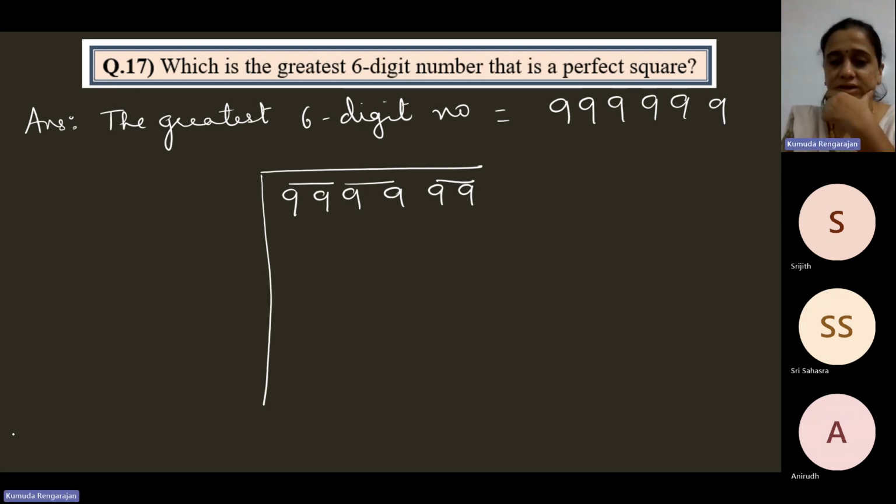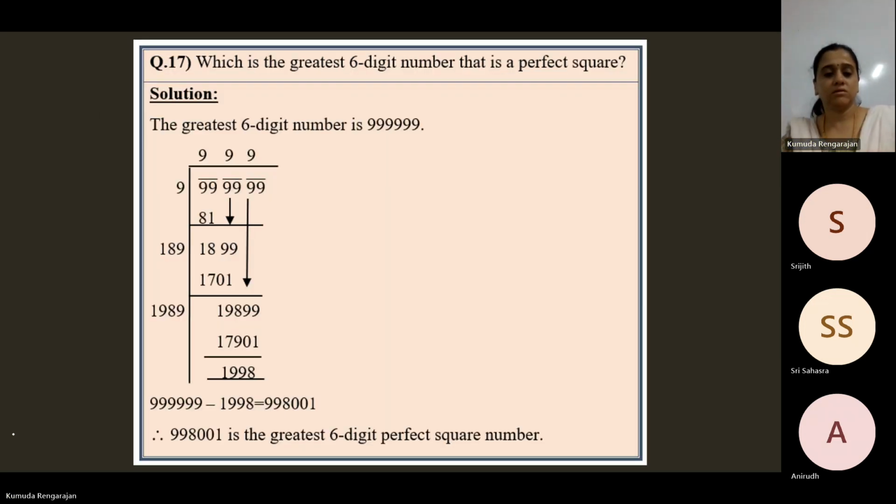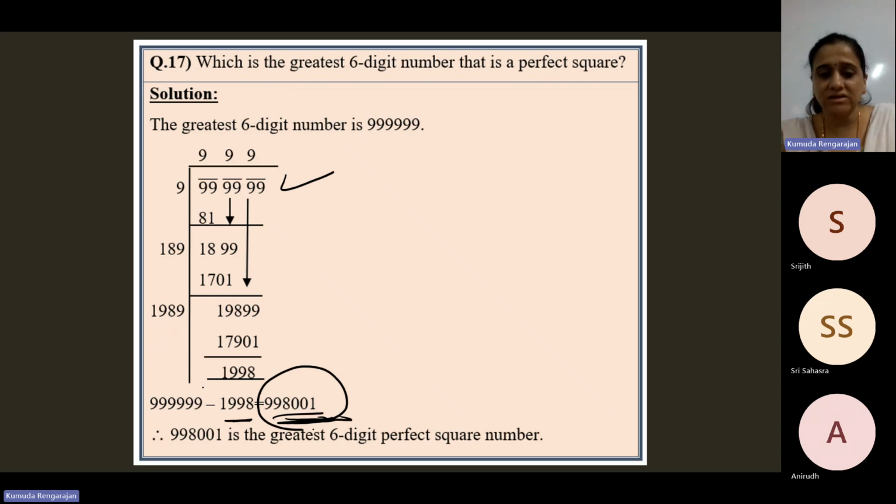All right, I have to present the answer now. Here you should not write 1998 as a number to be subtracted. That's not the question. The question is not what is to be subtracted. You must subtract and find the answer: this number minus the remainder. This is the answer, and this is the greatest 6-digit number that's a perfect square.